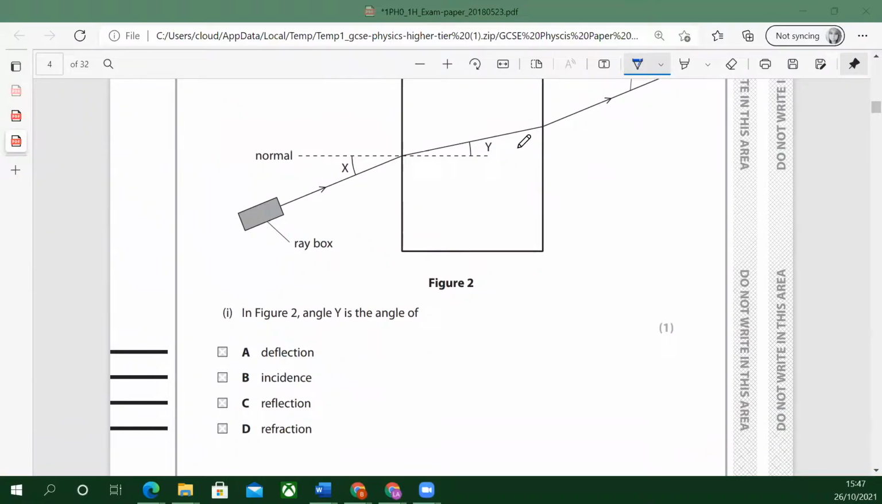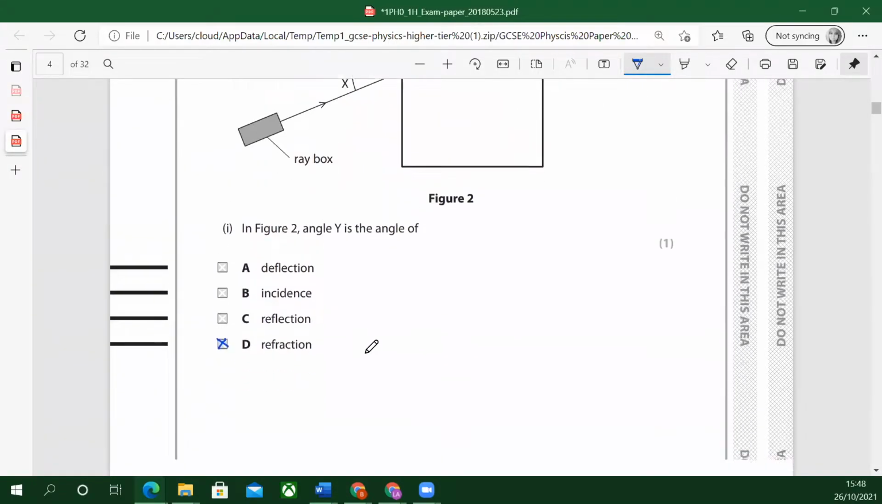When light goes into a different medium and speeds up or slows down, remember it is refraction. That makes it quite easy for us to pick the right answer here. We don't talk about deflection. Incidence, the angle of incidence, is where it's going in. Reflection is not happening here. It's not bouncing off, so it's refraction. Remember, we have to mark the box clearly with our pen, like that. That's how we mark it. There's only one answer, very straightforward.